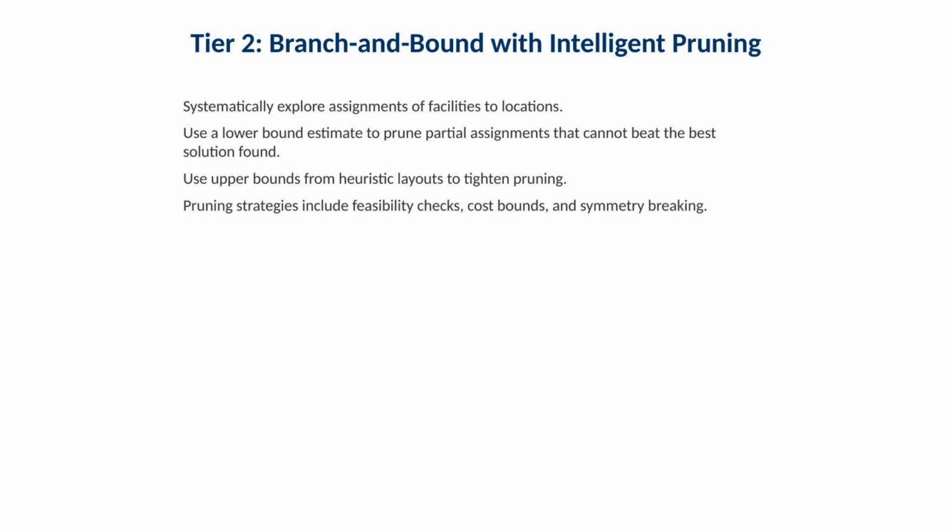Tier 2 addresses practical instances where exhaustive search would be too slow. Branch and bound explores assignments systematically but uses bounds to eliminate large portions of the search tree. A lower bound estimates the best possible completion of a partial assignment. If that bound is already worse than the best known solution, the node is pruned. Intelligent pruning strategies include feasibility checks, distance-based cost estimation, and symmetry breaking.